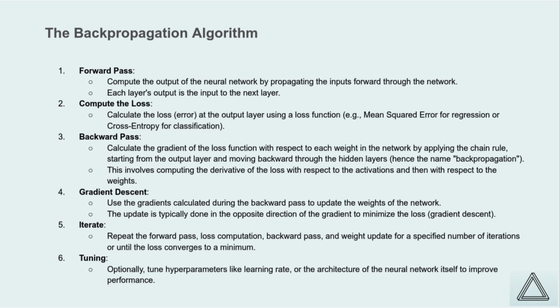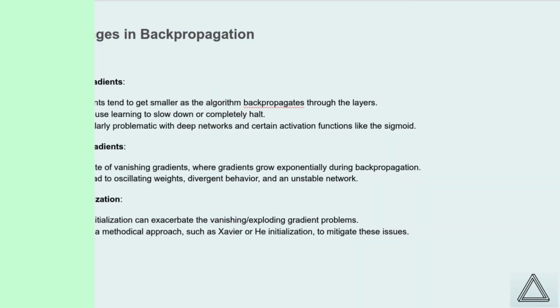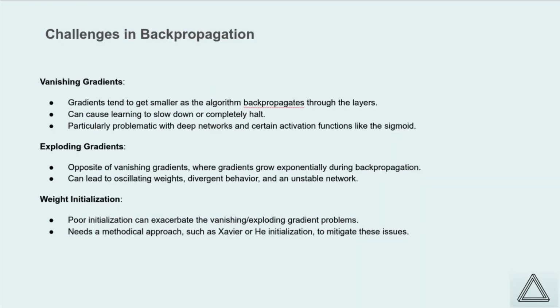Through these steps, the backpropagation algorithm equips neural networks with the ability to learn complex patterns and make accurate predictions, continually improving through experience, much like humans do. This is the bedrock upon which modern machine learning and artificial intelligence are built. While backpropagation is a powerful algorithm for training neural networks, it is not without its challenges. Let's explore some of the key obstacles that can arise during the process.